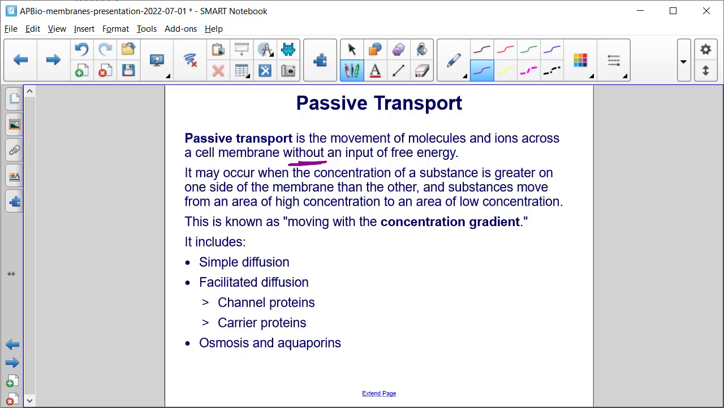It may occur when the concentration of a substance is greater on one side of the membrane than the other, and substances move from an area of high concentration to an area of low concentration. This is known as moving with the concentration gradient and can include several kinds of transport: simple diffusion, facilitated diffusion, which includes the use of channel proteins and carrier proteins, and osmosis and aquaporins.